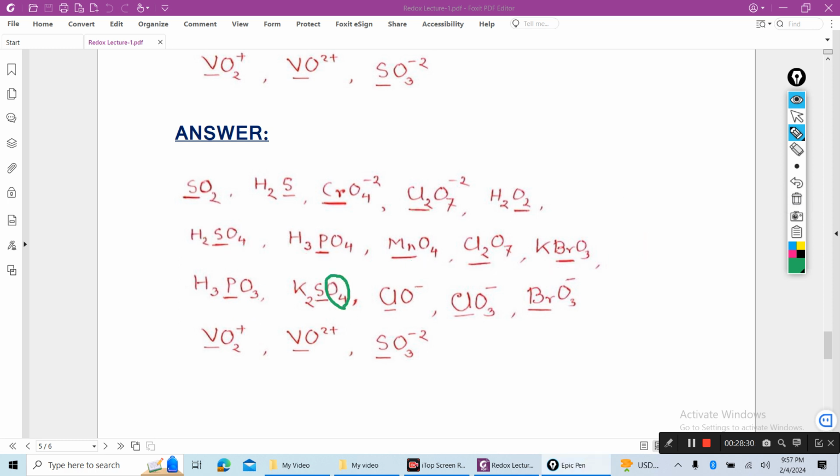Here 4 oxygen plus 8, 4 oxygen, 2 times 4 is 8, negative 8, potassium plus 2. So if you do sum, 6 minus 6, sulfur will be plus 6. This is chlorine, you will get plus 1. Here 3 times 2 is 6, minus 1, so chlorine you will get plus 5. If you calculate 3 times 2 is 6, minus 1, plus 5, you will get bromine. Here 2 times 4, plus 1, you will get plus 5 vanadium. Here you will get 4. Here 3 times 2 is 6, 4, sulfur will be plus 4. This is your answer.